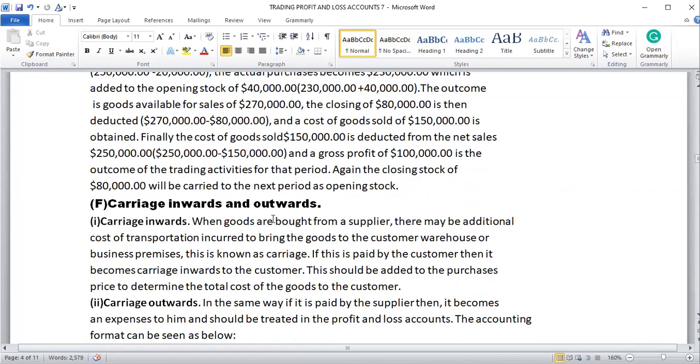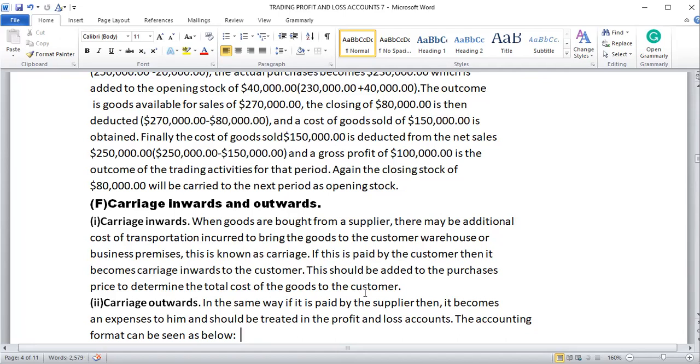Carriage inwards and outwards. What's the meaning? Carriage inwards: when goods are bought from a supplier, there may be additional cost of transportation incurred to bring the goods to the customer's warehouse or business premises. This is known as carriage. If this is paid by the customer, then it becomes carriage inwards to the customer. This should be added to the purchases price to determine the total cost of goods to the customer.